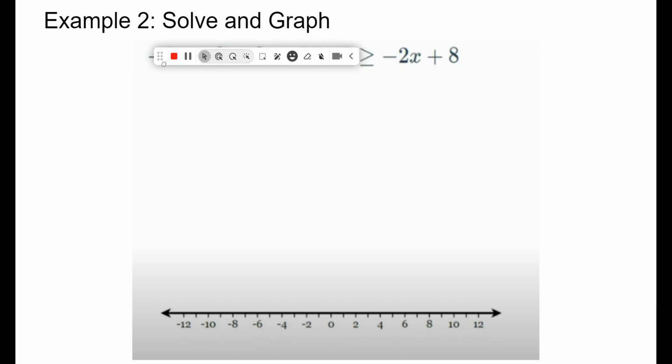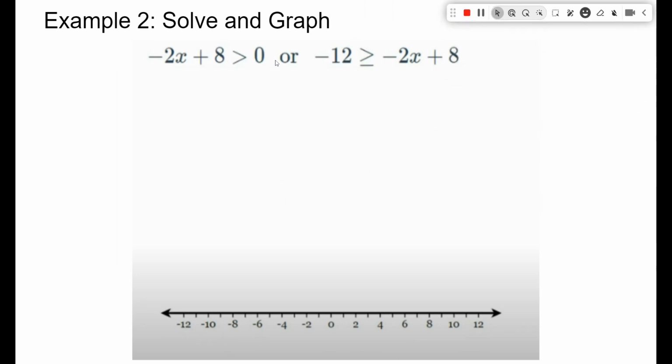Let's look at another example. You can see the word or there. So this is definitely going to be an OR inequality. Not sure why I said probably. So they're already split. First thing I do, -2x plus 8 is greater than 0. I'm going to subtract 8 from both sides, leaving me with -2x is greater than -8. Divide both sides by -2. Oh, dividing an inequality by a negative means I have to flip my symbol. So x is less than 4.